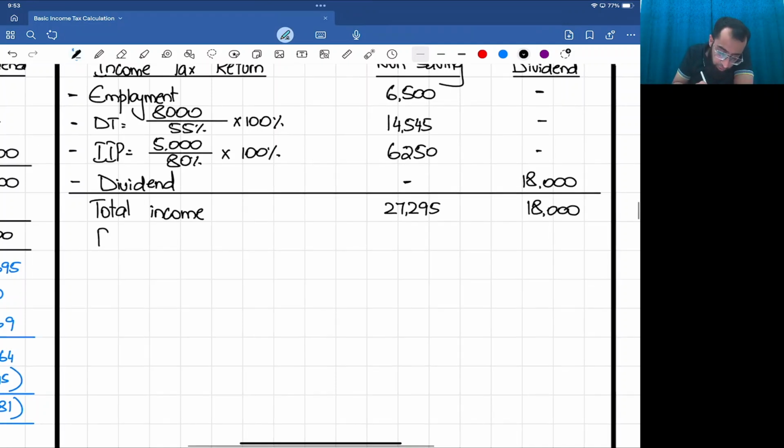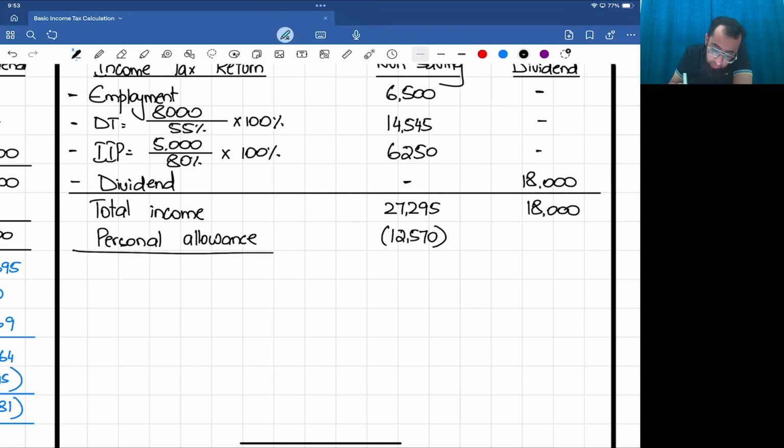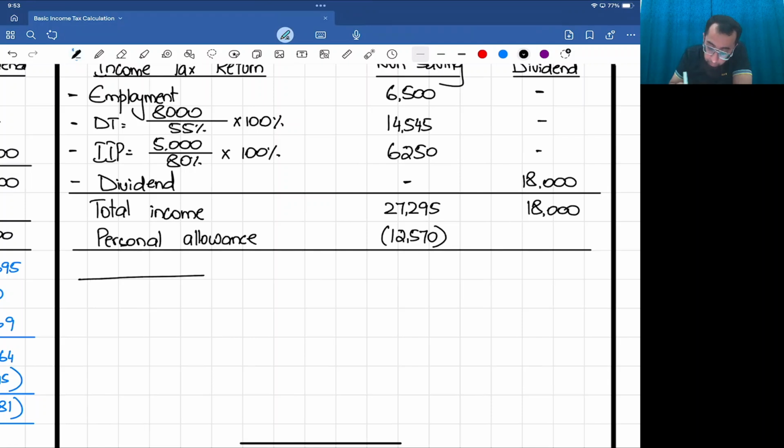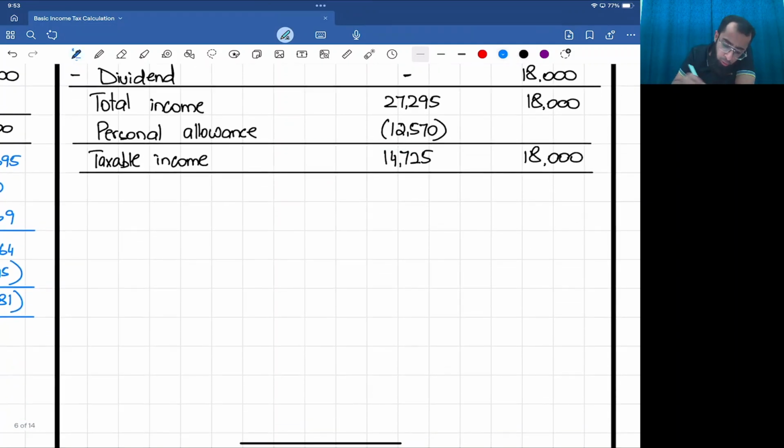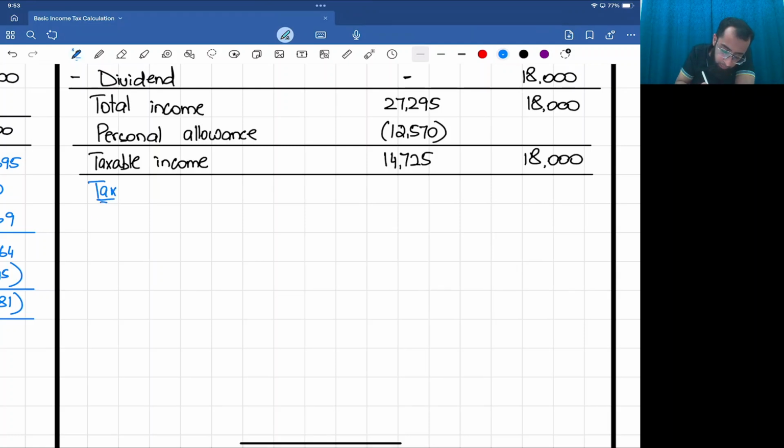Done. You adjust your personal allowance 12570 to arrive at the value of taxable income. Okay, so what is your taxable income? Let's look at it. I believe it's just performing the routine steps. 14725, and here it's 18,000. Done. Let's charge tax on it, a routine process.